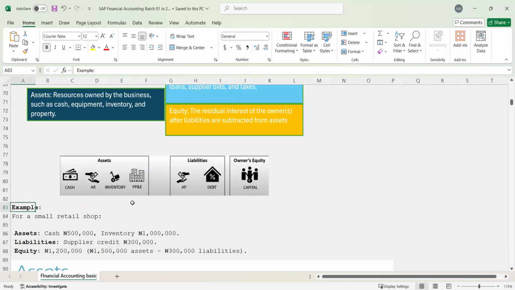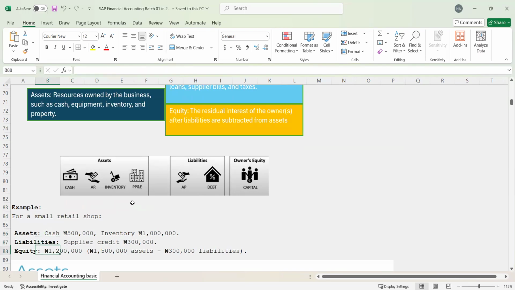Now, I'm making this very brief and very direct so that you can understand. The subject is broader than this, but if you get this concept, you'll be fine when we start SAP Financial Accounting.